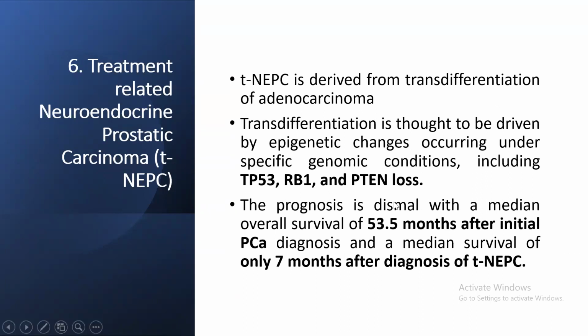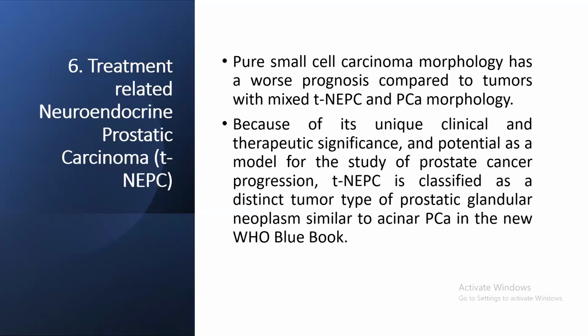RB1 and PTEN loss. The prognosis is poor once we identify it, because prostatic carcinoma without neuroendocrine differentiation will have an overall survival of 53.5 months as compared to 7 months after diagnosis of this particular entity. Therefore, the identification is important. How do we identify? In pathology, we will identify this neuroendocrine differentiation either as a small cell component or it may be a large cell component.